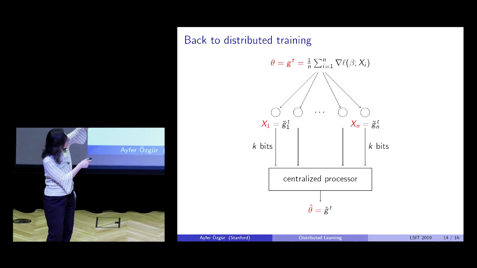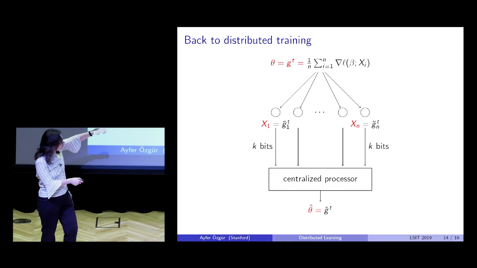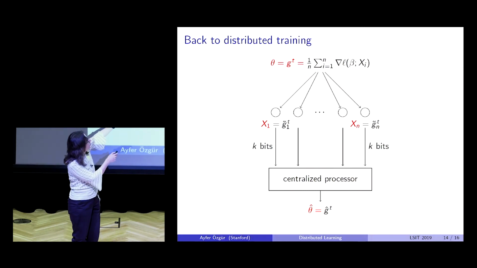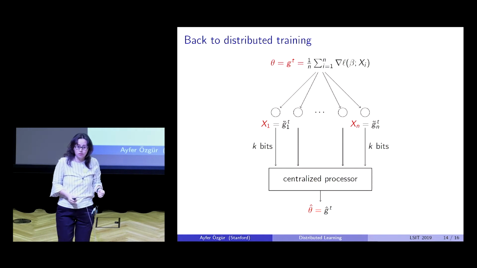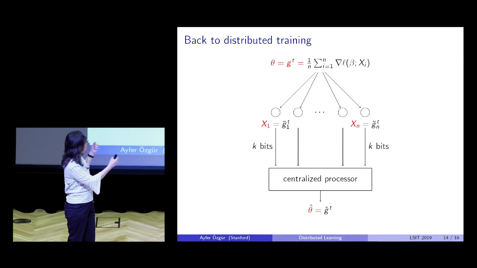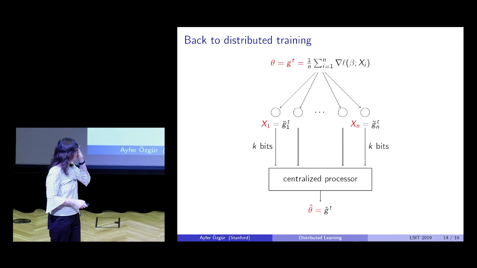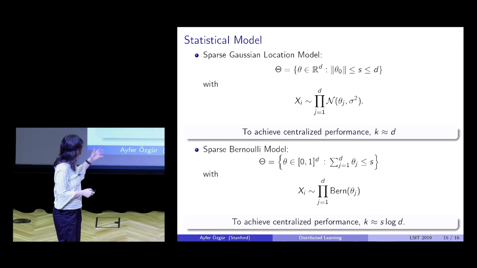And now you are communication limited in terms of communicating these noisy gradients. Let's say you have only k bits to communicate them. And at the central node, you're trying to construct a good estimate for the true gradient. Okay? The only thing I need to specify here is basically how I model the statistical relationship between these noisy gradients and the true gradient. Okay? And you can consider different things here.